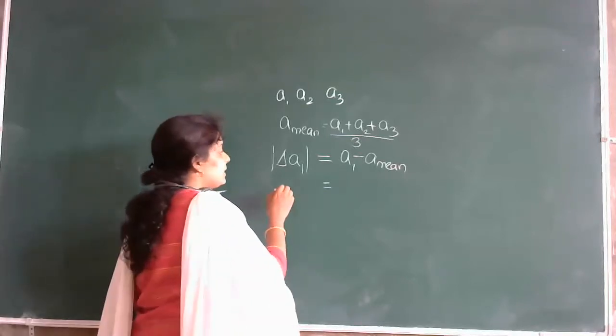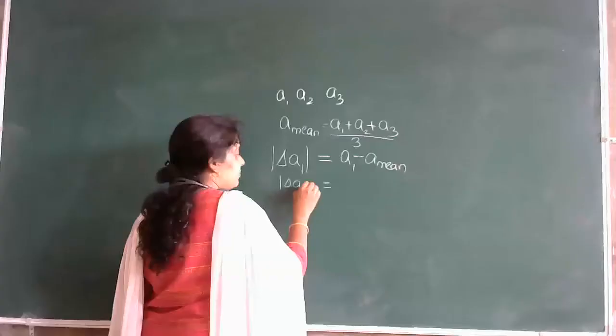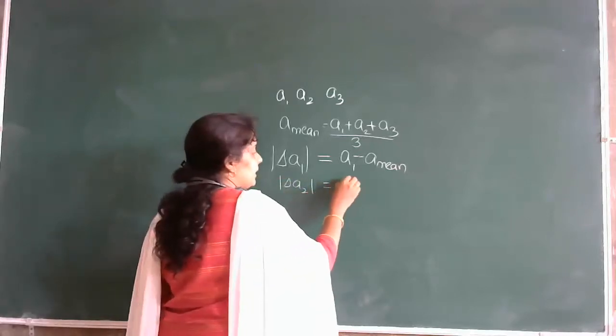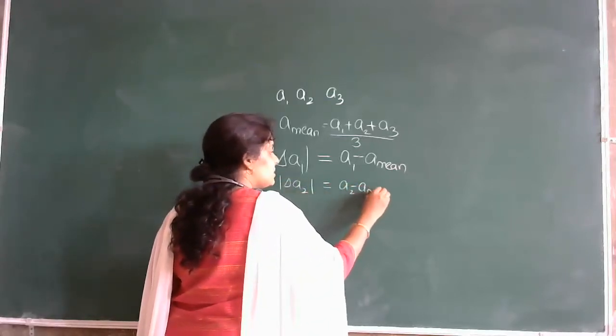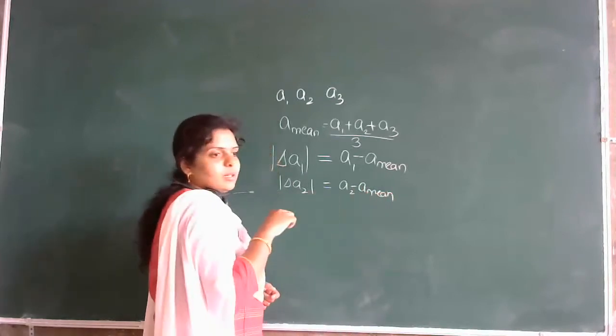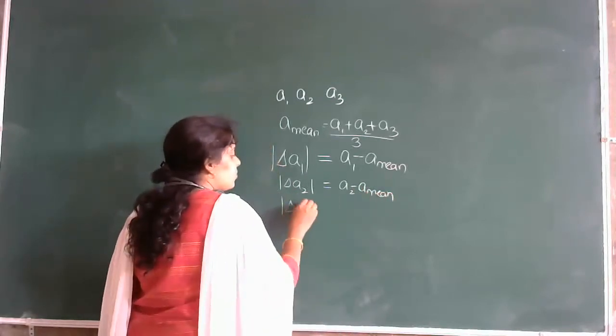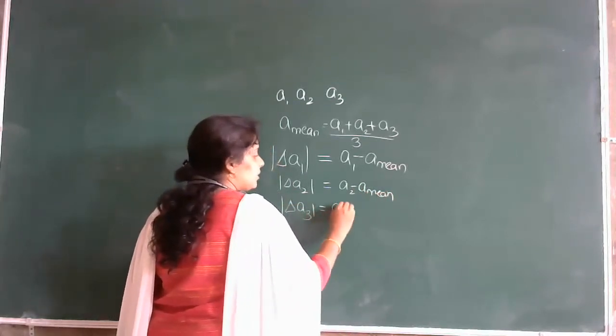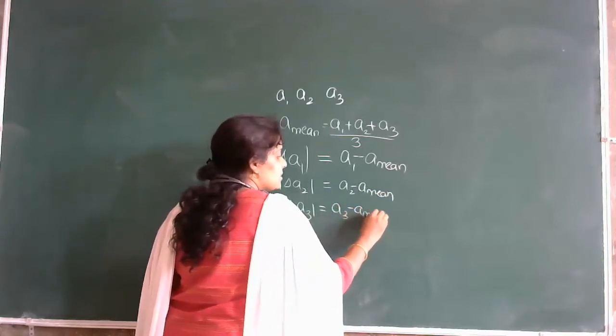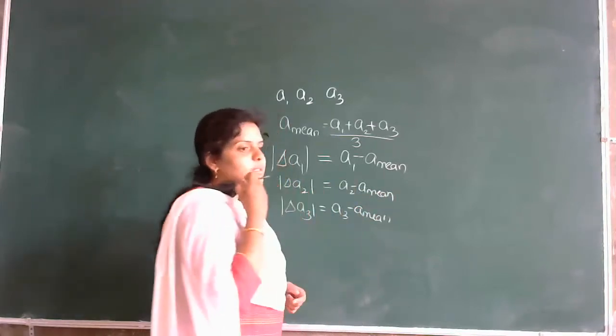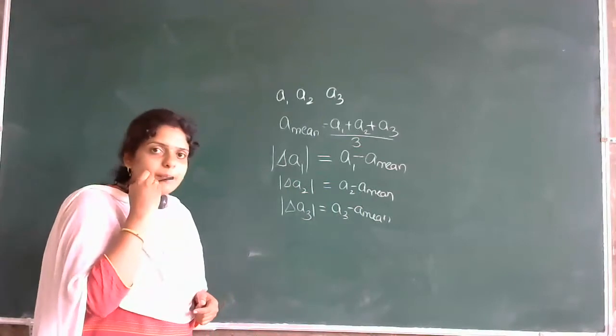Then the absolute error of the second term is given by mod of delta a2, which is equal to a2 minus a mean. Next it is written as mod of delta a3 is equal to a3 minus a mean. So this is how you express absolute error.